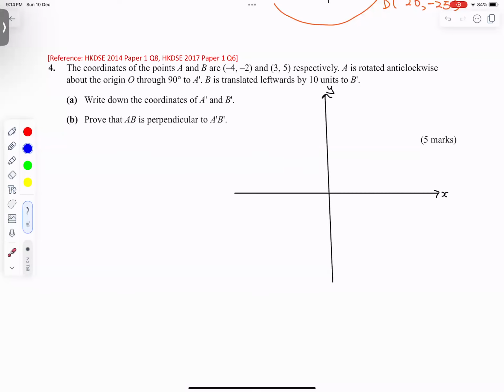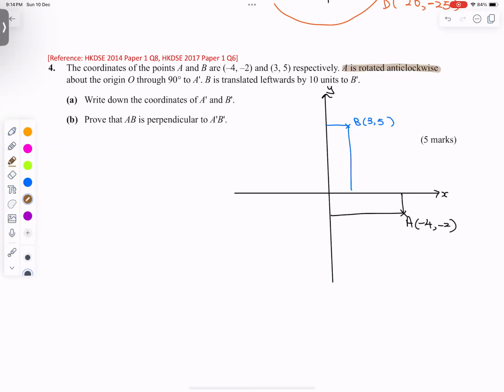Continue back. So new A, new B. Original A first. Which quadrant? What happened to A? A is rotated anti-clockwise. How many boxes? Just one. So A is here. Anti-clockwise. Let's see. Do you fall to the trap or not?